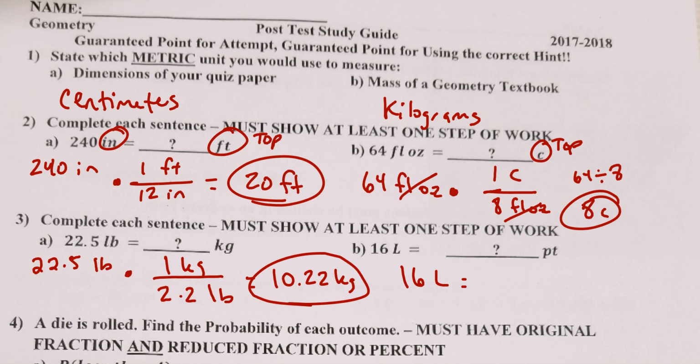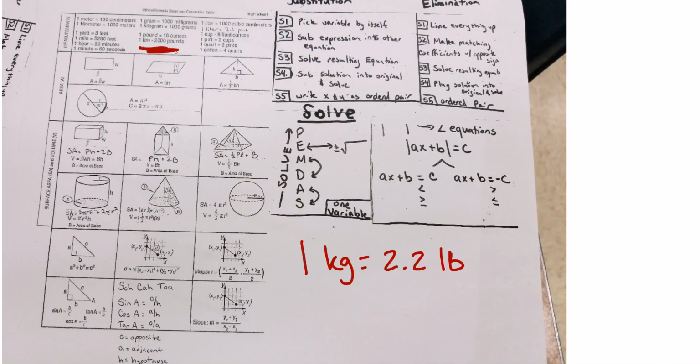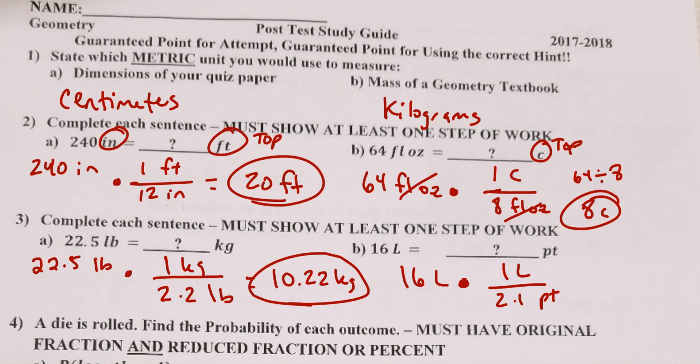16 liters. I'm going to multiply by 1 liter is 2.1 pints. So I'm going to do 16 divided by 2.1. Let's make sure I wrote that one down right. Yeah, I did. Okay. So 1 liter is 2.2 pints, or 2.1 pints. So I'm going to do, and see how these don't cancel? That means I didn't write it correctly. So I have to change it and put 2.1 pints on top and 1 liter on bottom.